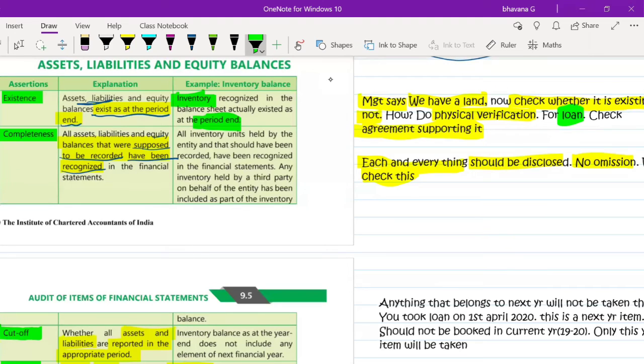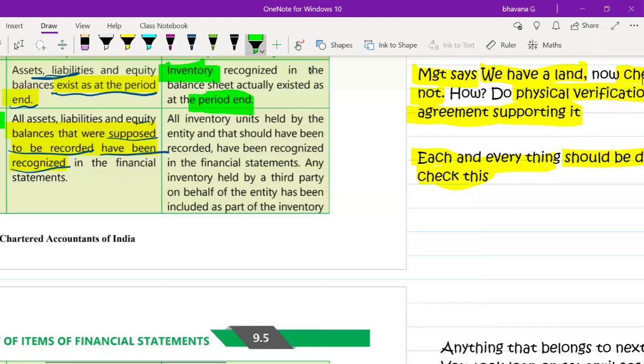So if in financial statements they have written inventory of 2 lakh, that means at the end of the year the inventory was 2 lakh rupees, closing balance. Okay, very good. Next is completeness. Here what they try to tell you is that what had to be recorded, which was belonging to the period, has already been recognized. So stock value is fully recorded without any omissions.